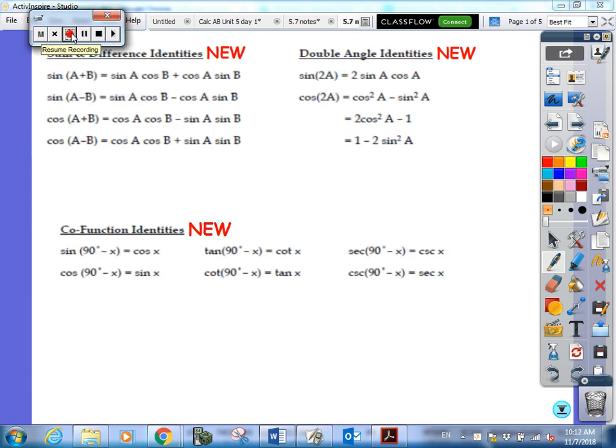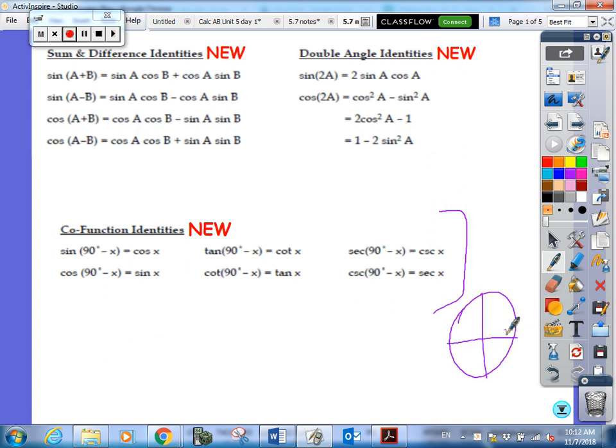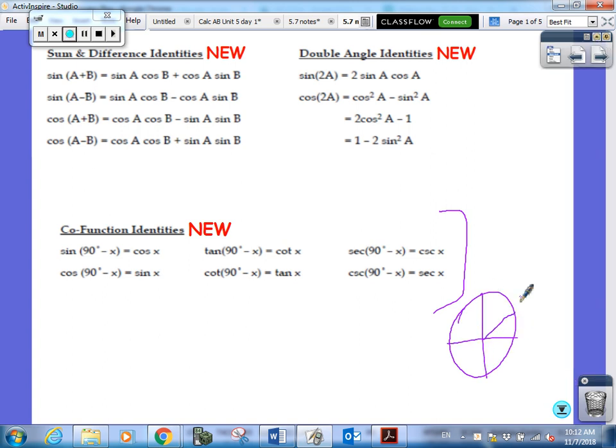Last identity right here, the cofunction identity. The reason that works is because if we think about the unit circle, at 30 degrees we have the point root 3 over 2, 1/2. And at 60 degrees we have the point 1/2, root 3 over 2. So all it's saying is 30 and 60 are complementary. If we add them together, we get 90, right?